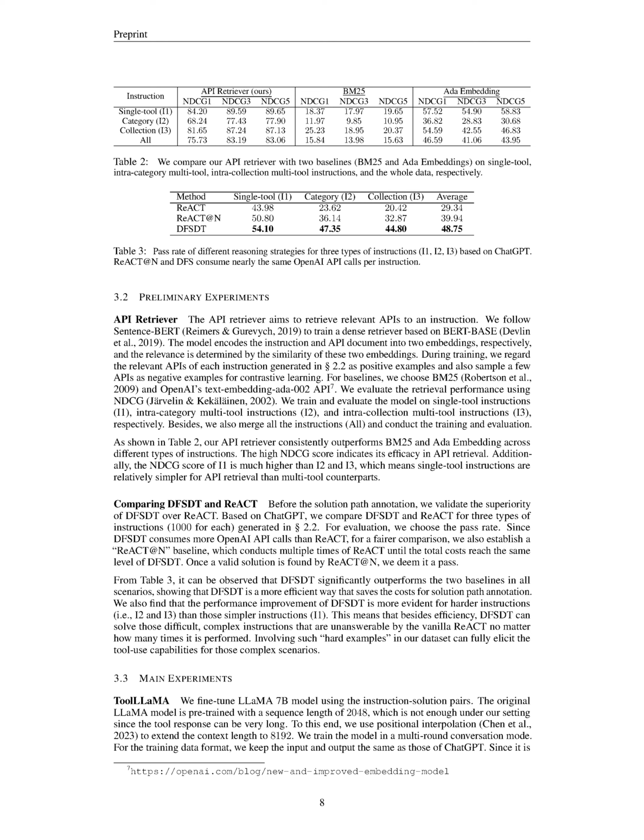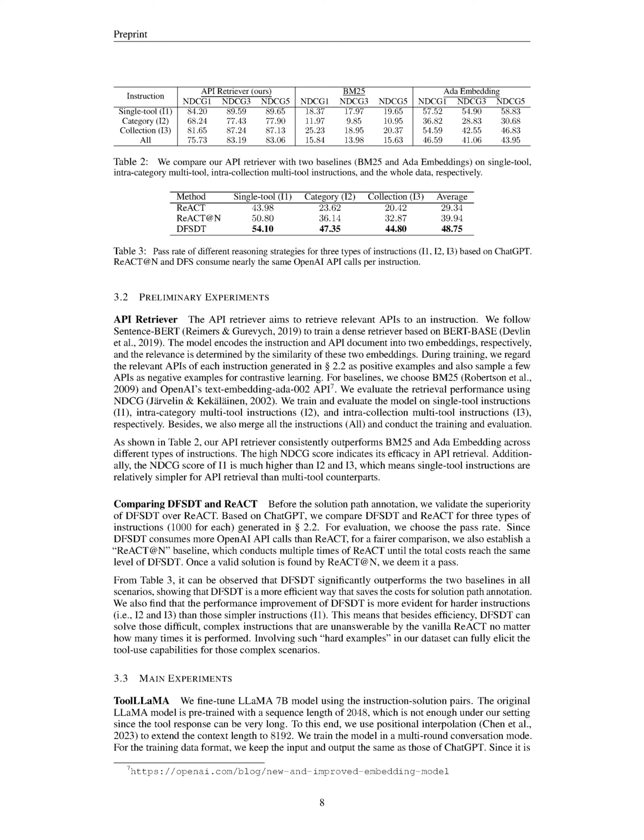The results in the table show that DFSDT significantly outperforms the two baselines in all scenarios, indicating that DFSDT is a more cost-effective method for solution path annotation. We also found that DFSDT's performance improvement is more noticeable for more difficult instructions, i.e., I2 and I3, than for simpler instructions, I1. This suggests that DFSDT can solve complex instructions that the basic React cannot, regardless of how many times it is performed. Including such hard examples in our dataset can fully demonstrate the tool use capabilities for complex scenarios.